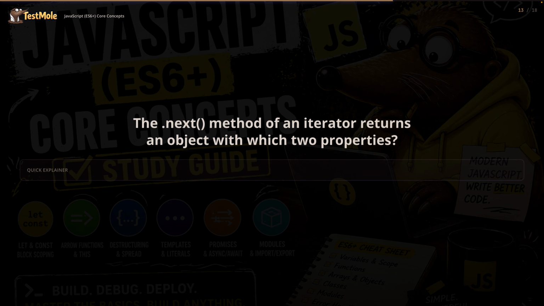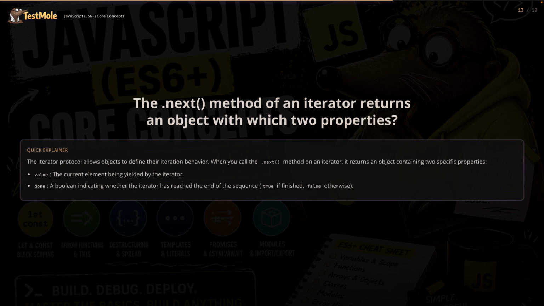The .next method of an iterator returns an object with which two properties? The iterator protocol allows objects to define their iteration behavior. When you call the .next method on an iterator, it returns an object containing two specific properties. Value, the current element being yielded by the iterator. Done, a Boolean indicating whether the iterator has reached the end of the sequence, true if finished, false otherwise.